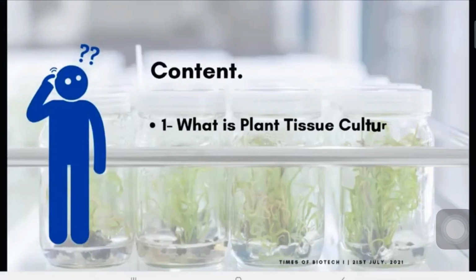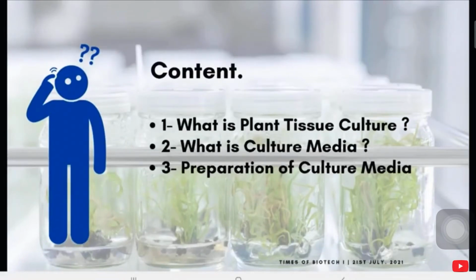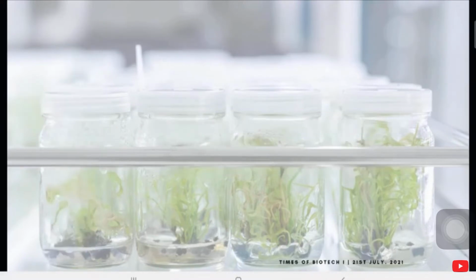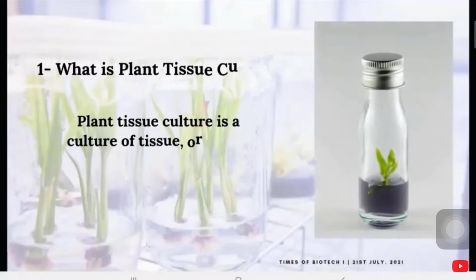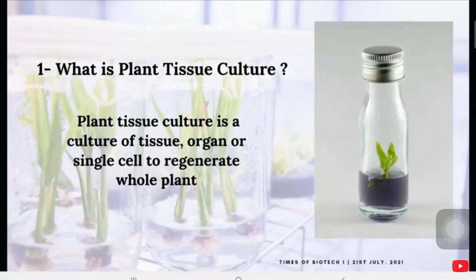Under this, we have to cover what is plant tissue culture, what is culture media, and how to prepare it. So what is plant tissue culture? Plant tissue culture is a technique to generate clones of the whole plant from cells, tissues or organs on artificial media under the aseptic in vitro controlled environment.